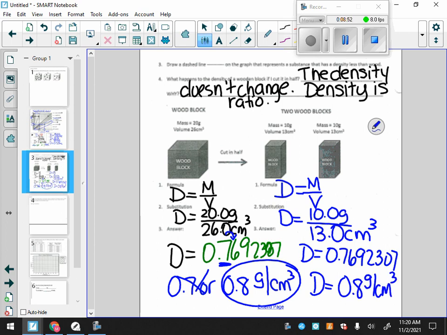Why does that happen? Because density is a ratio. So it's half the size and half the mass. Its molecules are still in the same positions. So density is the amount of mass you have per given volume. The volume is smaller, so is the mass. The density stays the same. Let's go to the next page, shall we?